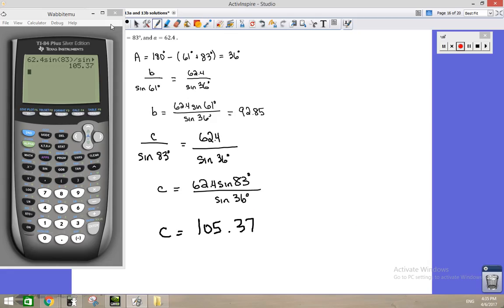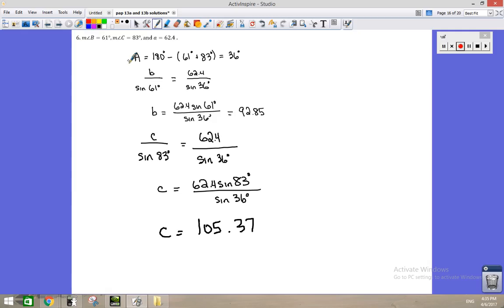Alright, so I believe we're done. We found the measure of angle A, the length of side B, and the length of side C. It gave us 3 pieces of information. We found the missing 3.